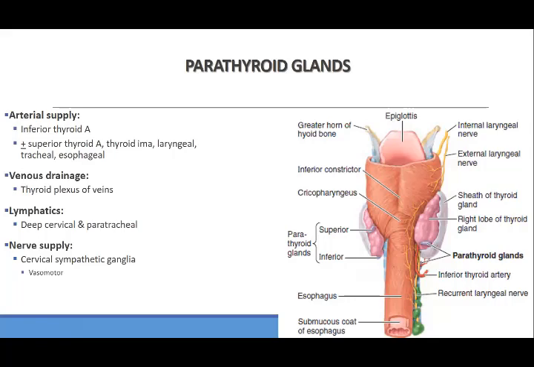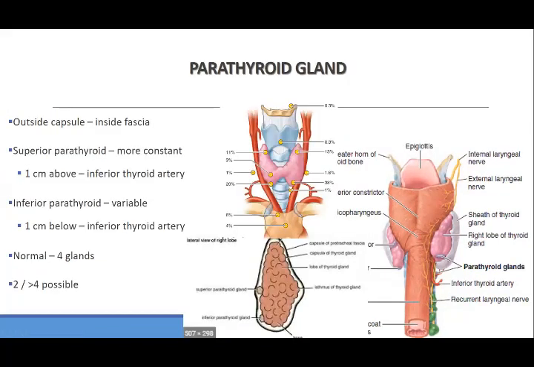So last time when the lecture ended, we were in the middle of doing parathyroids. One quick look at the parathyroids again. From a functional point of view they are very important because they regulate calcium in the body. I had told you that normally you have 4 parathyroids. They can be less than 4, 2 or 3, or they can be more than 4.